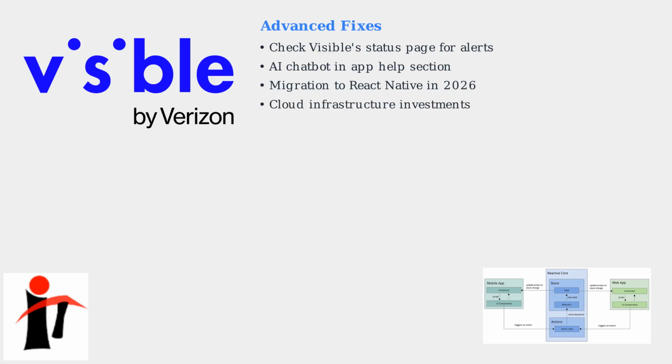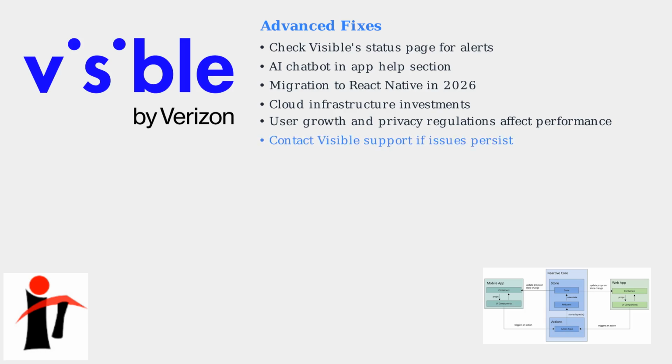Future improvements include Verizon's investments in cloud infrastructure for better app stability and uptime. Be aware that increasing user base growth and data privacy regulations can also affect app performance. If you continue to experience crashes or login loops, consider reaching out to Visible support directly.